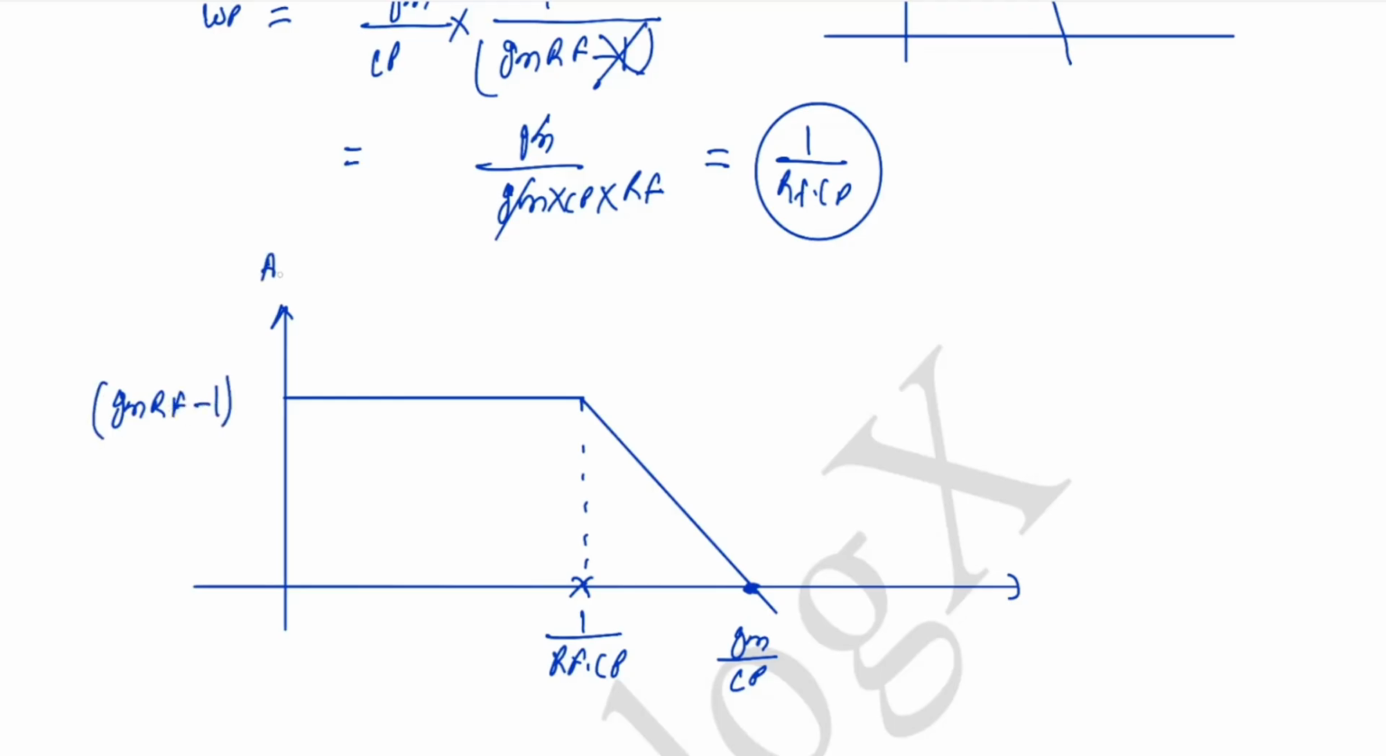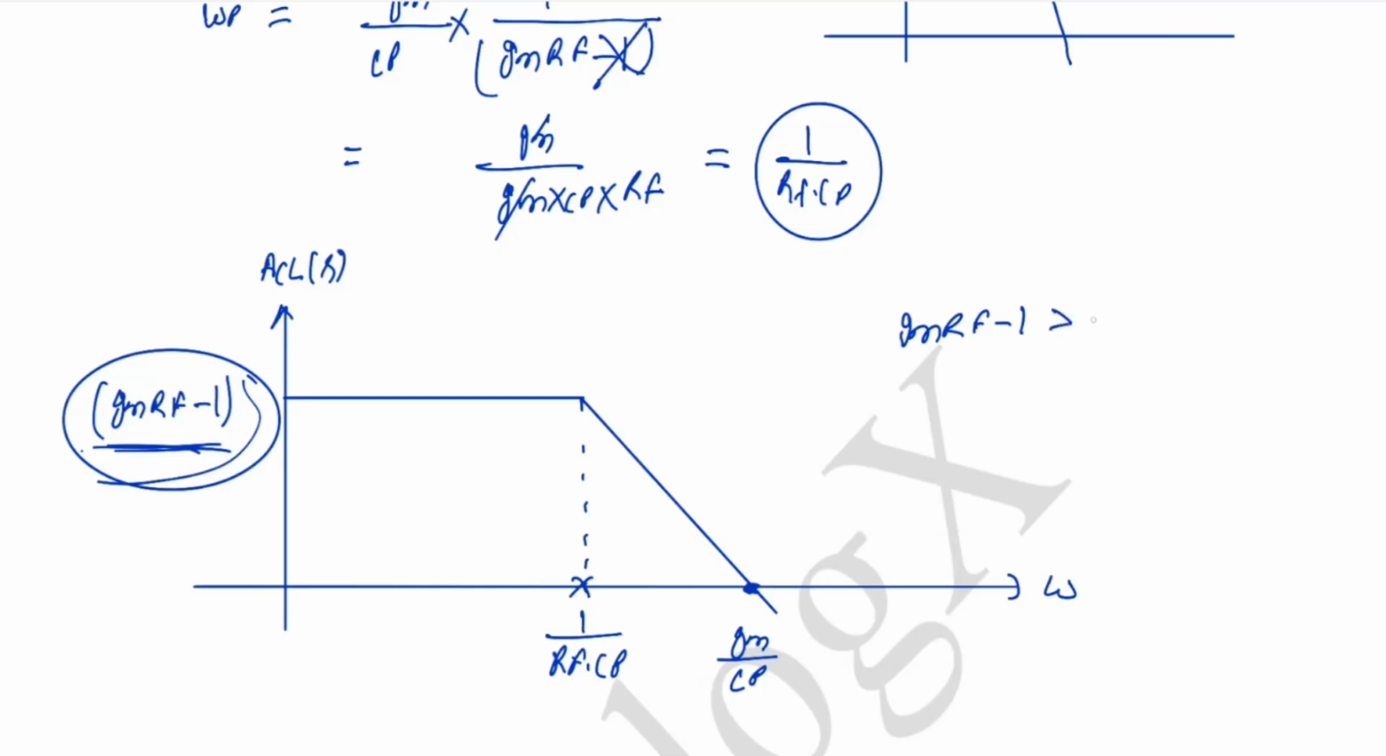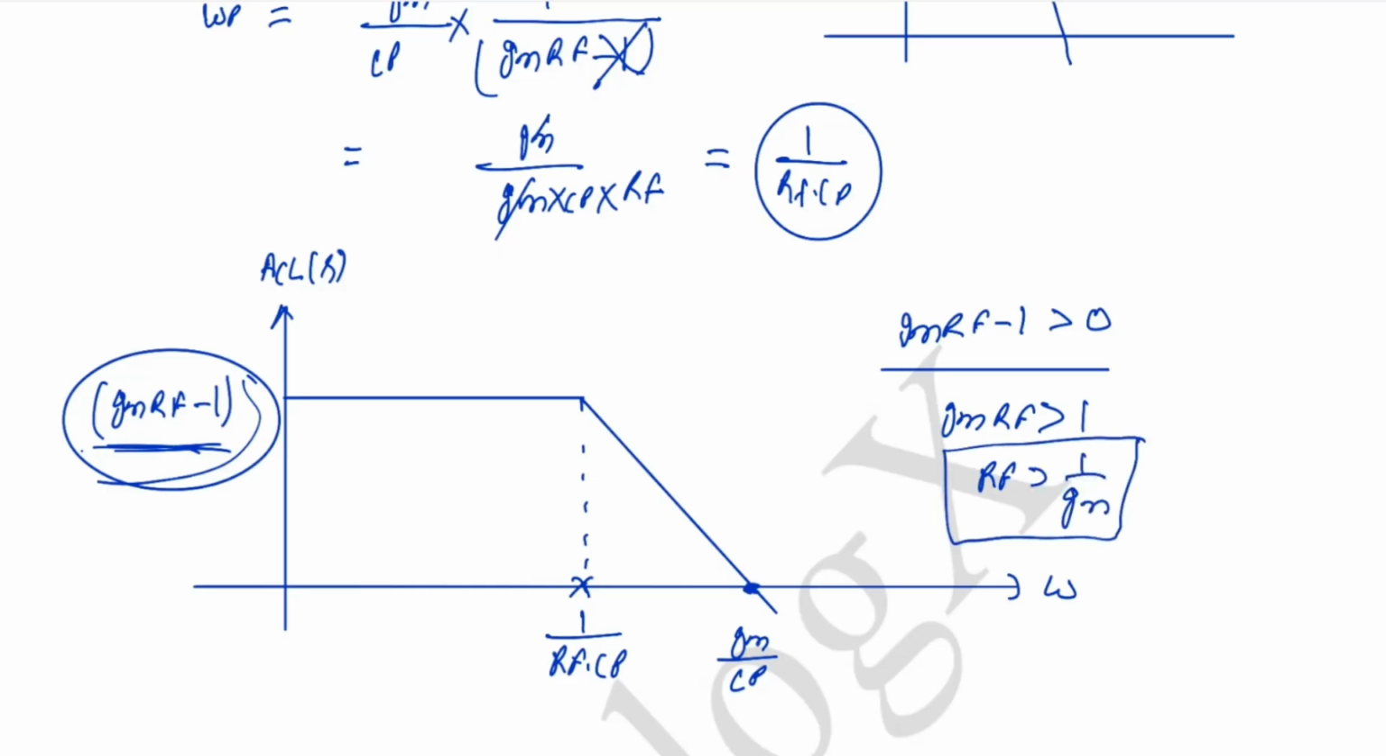Okay, and this is ACL, frequency response omega. So here we can draw one result that our GM RF minus 1 must be greater than 1. This condition we were missing in Miller approximation. Okay, this should be greater than 0. From here GM RF should be greater than 1 and RF greater than 1 by GM. So this is the condition we were missing.